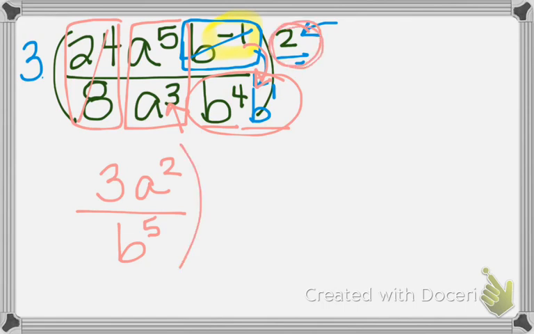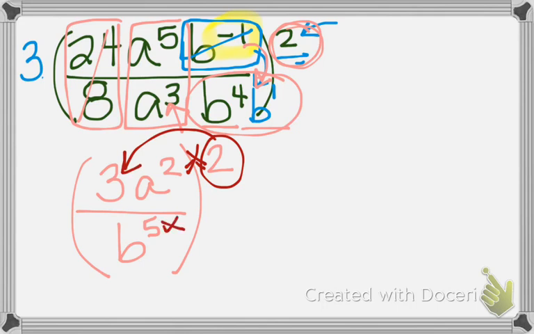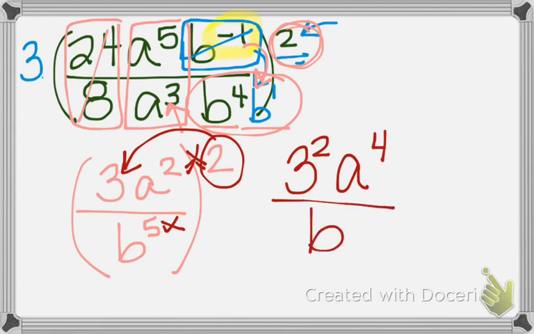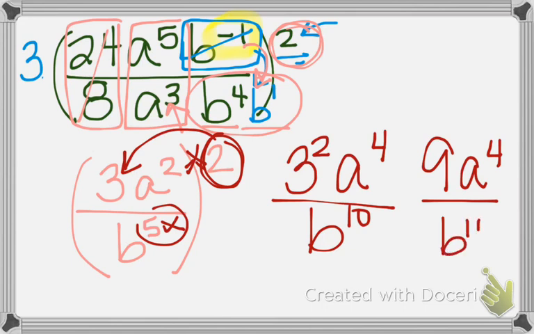I have this 2 on the outside, and I have to remember to apply it to everything. Now I have a power to a power. When I have a power to a power, I'm going to multiply my exponents. I'm also going to take that 2 and apply it to this 3, and down here to this b. So now I've got 3 to the 2nd power, a to the 4th power, over b to the, what's 5 times 2? 10th power. And my final answer needs to have this 3 to the 2nd power simplified. So my final answer is 9a to the 4th over b to the 10th.